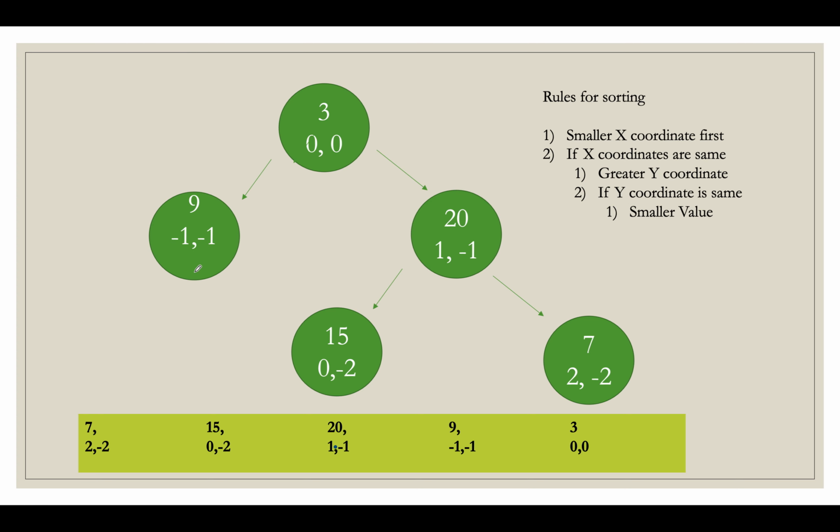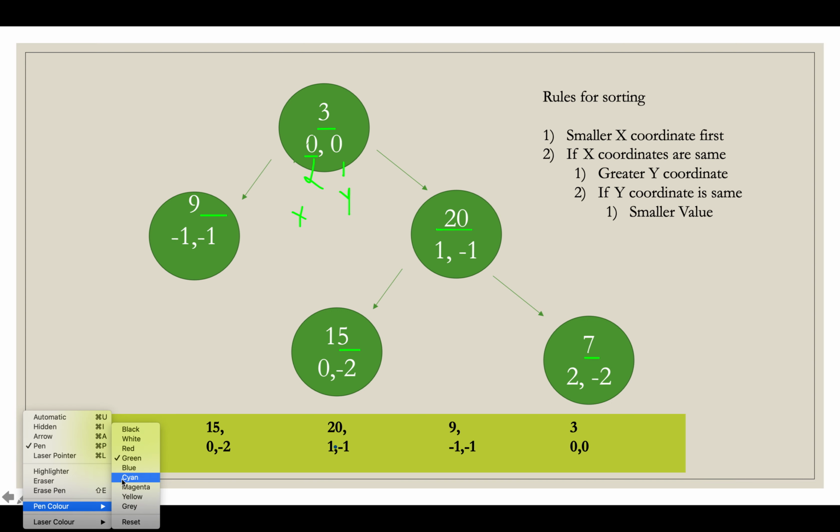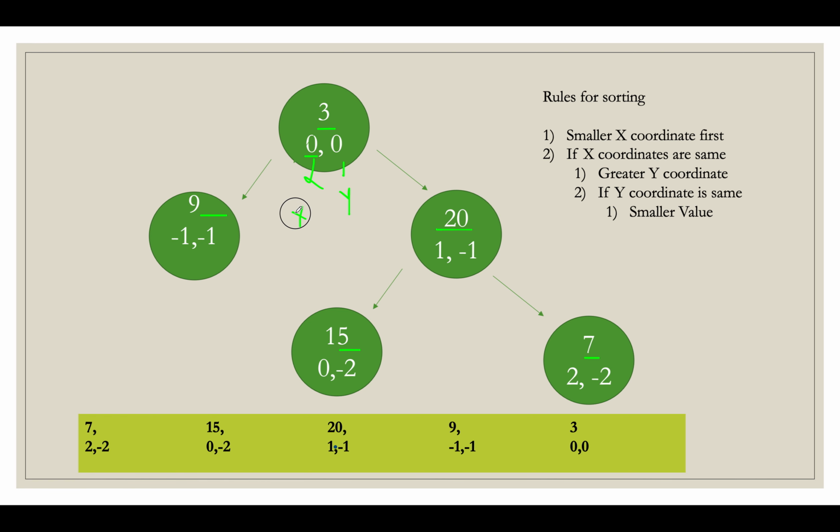So what I have done, I have taken the same example that was specified in the question: 3, 9, 20, 15, and 7. I have performed a DFS traversal and mentioned the x and the y coordinates. The first index represents the x coordinate. The second index represents the y coordinate. Let me just change the color of this pen. It's too bright. Let's take red. So this is the x coordinate, this is the y coordinate, and this represents the value.